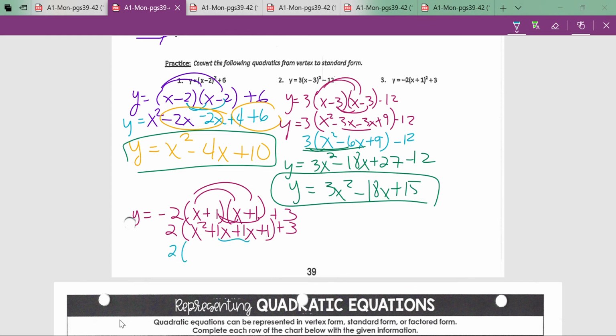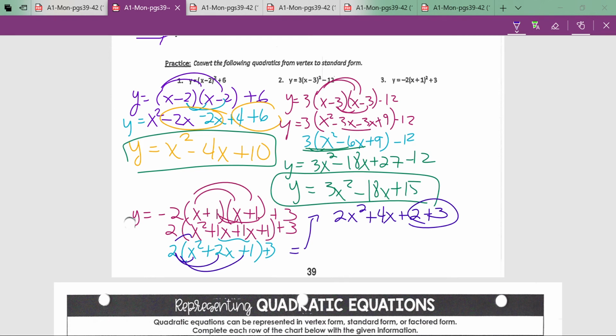So you have 2 times x squared plus 2x, because 1 plus 1 is 2, plus 1. Then that's a plus 3. Then we can distribute that 2 inside the parentheses. That's going to give me 2x squared, because 2 times x squared is 2x squared. And 2 times 2x is going to be 4x, and 2 times 1 is going to be 2. You have that plus 3, and we don't need the parentheses anymore because we've distributed. So those last will combine to give us a 5.